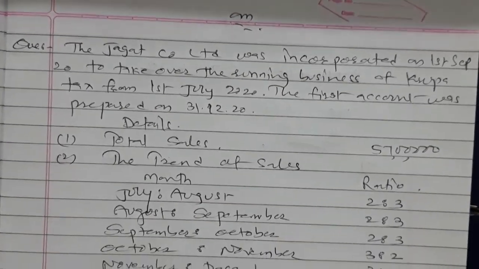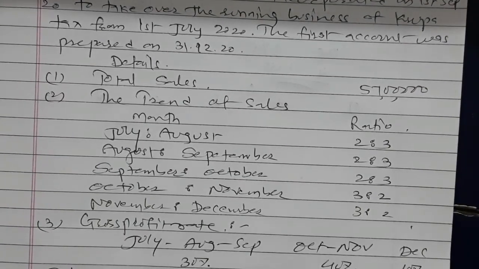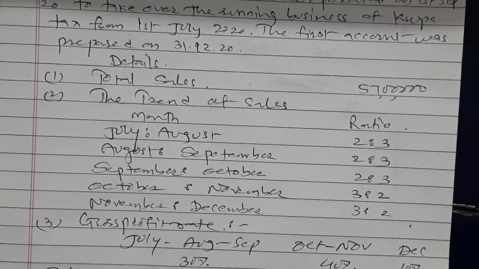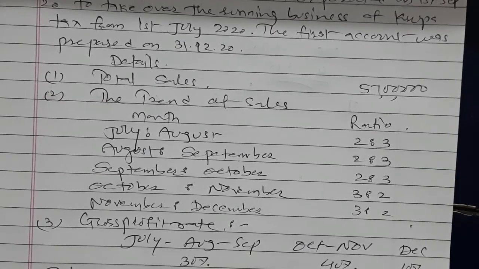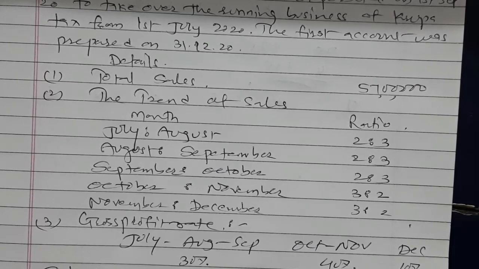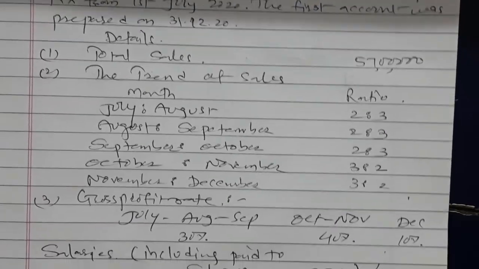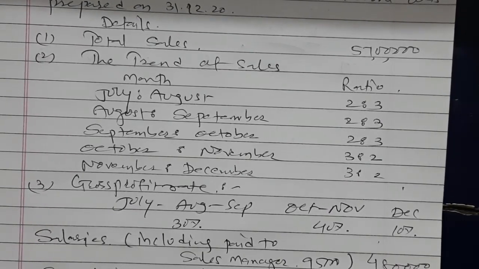Details are given that total sale is 57 lakh and trend of sales is bi-monthly ratio is given. July-August ratio is 2:3, similarly August-September and September-October, while ratio of October-November and November-December is 3:2. While gross profit rate is for July, August, September 30%, for October, November it is 40%, and for December it is 10%.